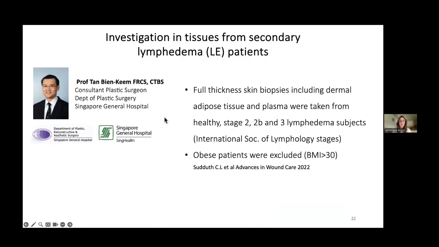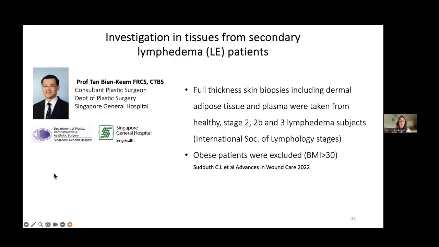So we collaborated with plastic surgeons back in Singapore, Prof. Tan Bien Kim, who is a plastic surgeon and manages such patients. And so he could provide us with full thickness skin biopsies to analyze whether there is indeed accumulation of cholesterol. So we had biopsies from healthy and stage 2 and more advanced lymphedema staging. And we excluded obese patients because obesity has been shown to exacerbate lymphedema.